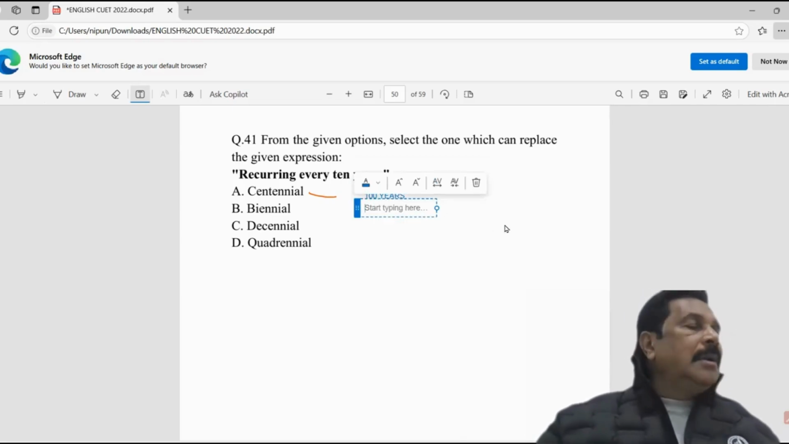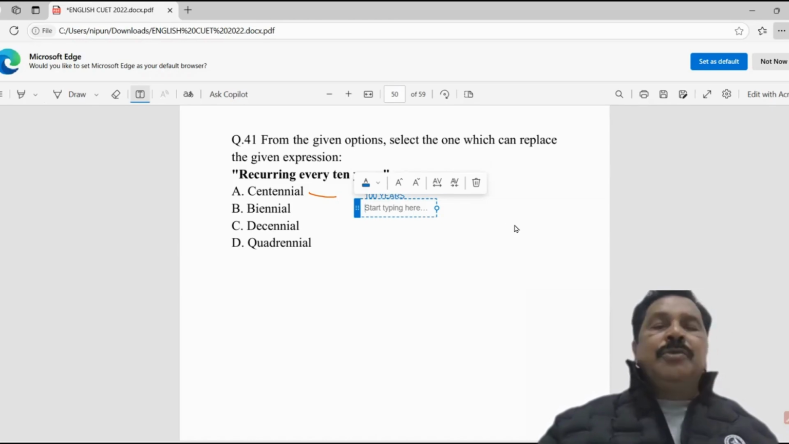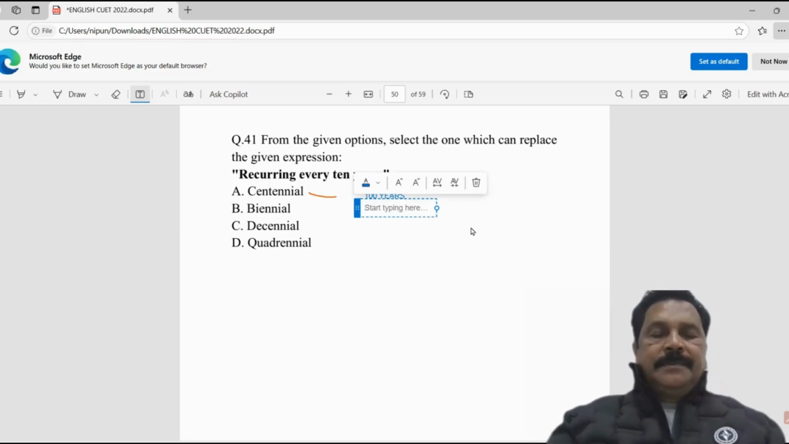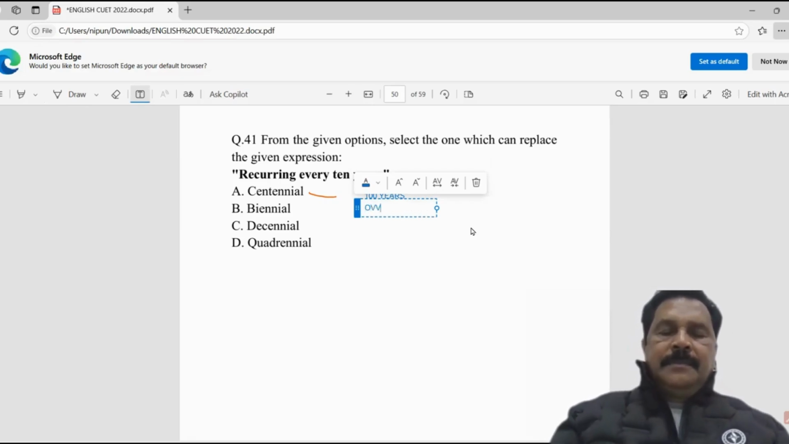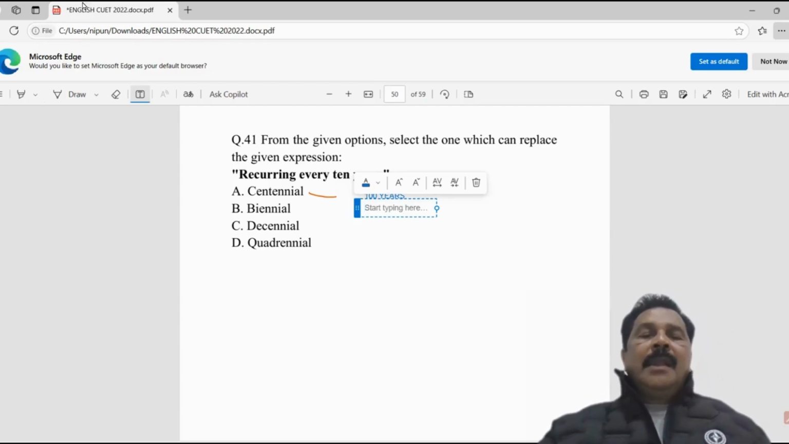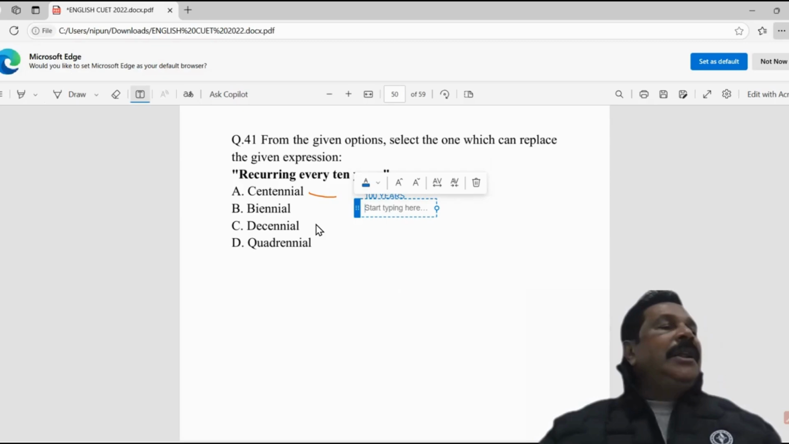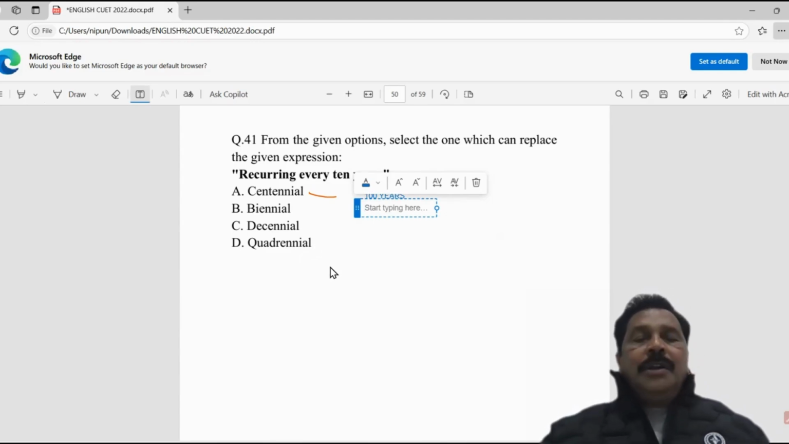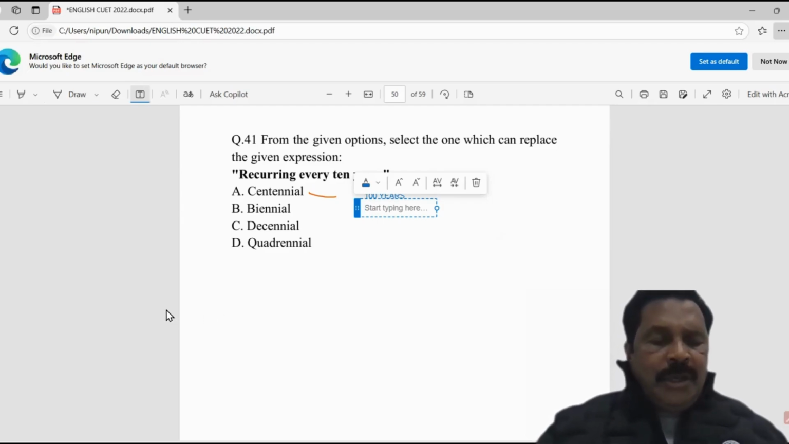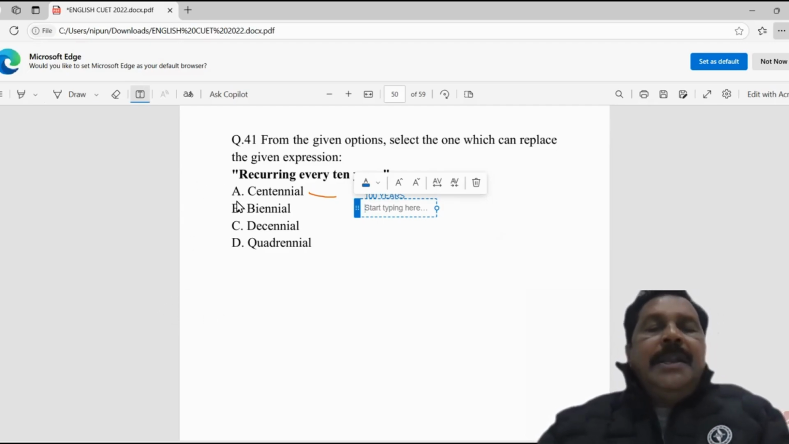Biennial means occurring every 2 years. Decennial means occurring every 10 years. And the last, quaternial, means every 4 years. So the correct answer is decennial, decathon.